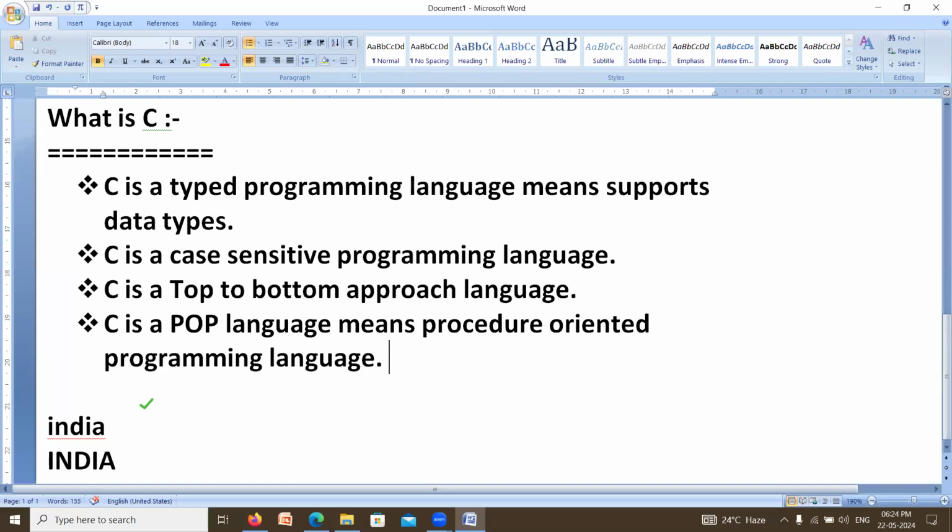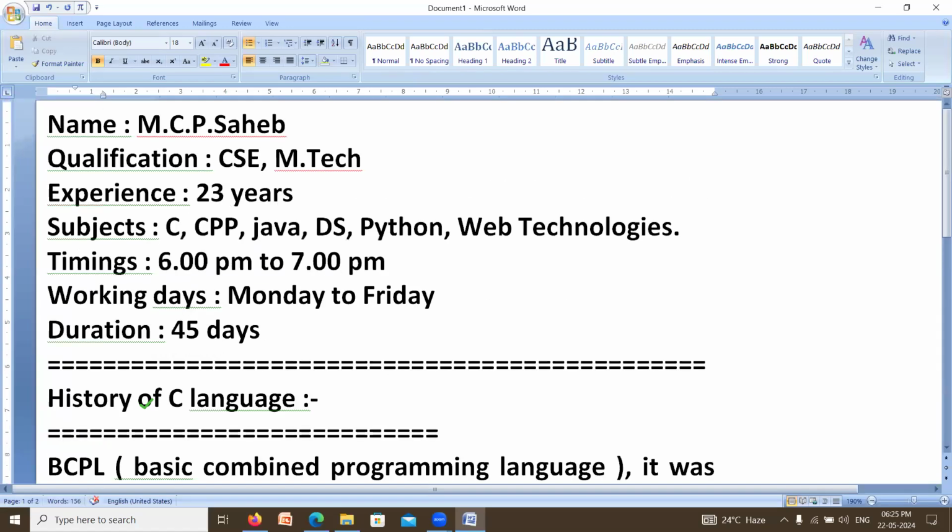But Java is an OOP language. OOP means object oriented programming language. There we give the priority to data. We don't give priority to procedure. Here we give the priority to procedure, so it is called a POP language.